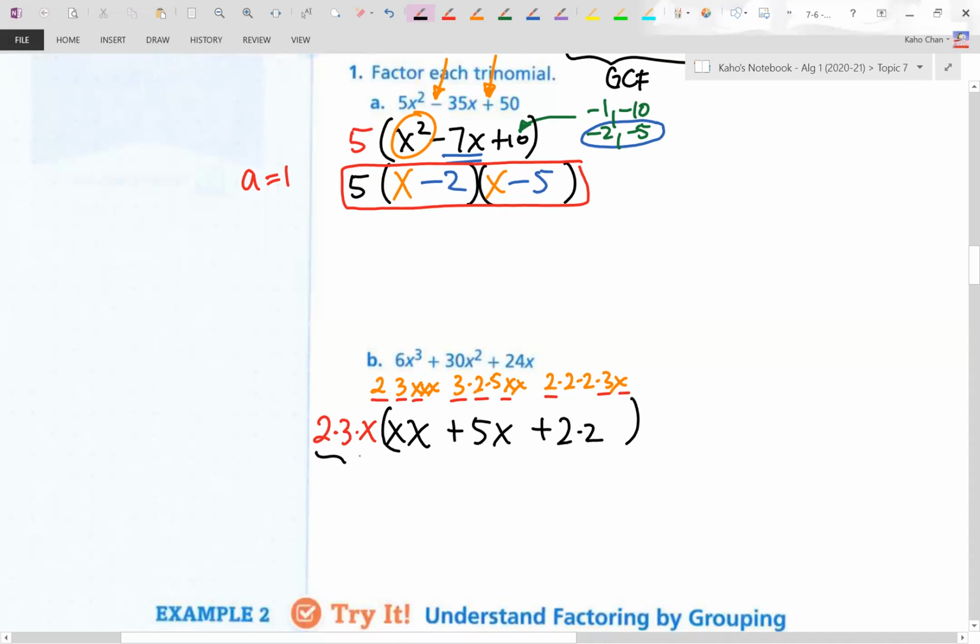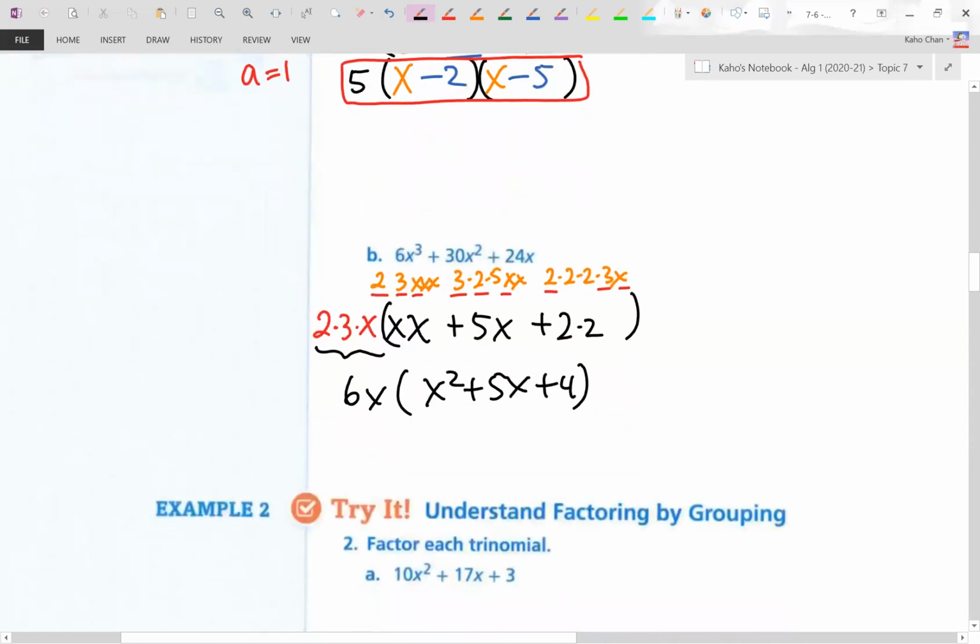Of course, 2 times 3 times x is 6x, that's your GCF, and here we have x squared plus 5x plus 4. Now we're not done yet. The quadratic, the remaining trinomial, we call that a quadratic because of the power of 2, can be broken down further.